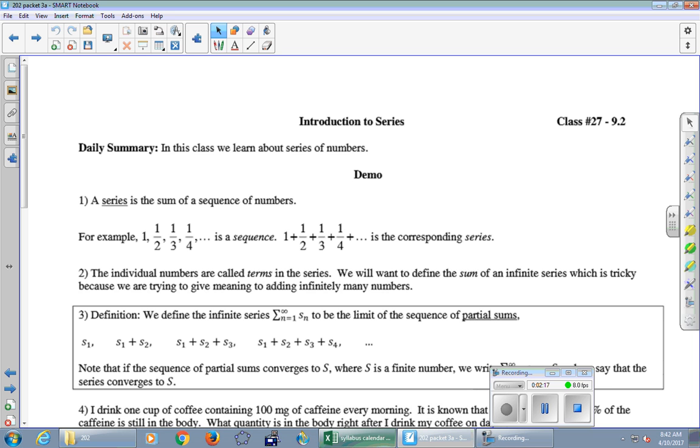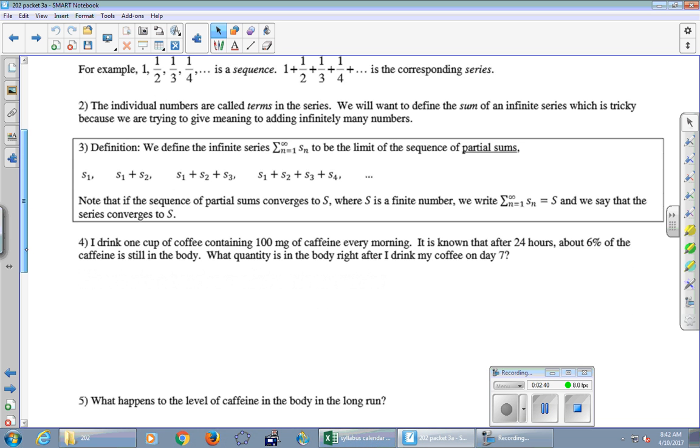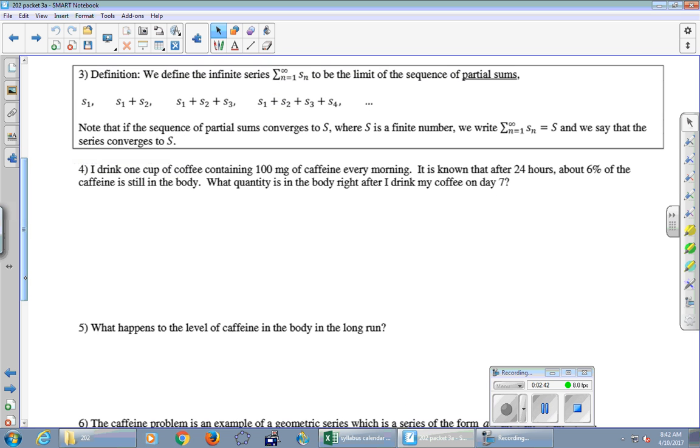Series is specifically for adding, yeah. The individual numbers are called the terms in the series. We want to define the sum of an infinite series, which is tricky because we're trying to give meaning to adding infinitely many numbers. So what does it mean to take 1 plus a half plus a third plus a quarter plus ... forever? That's what we are trying to give meaning to. So there is kind of a complicated definition here in 3. We're going to do 4 first, and then remind me if I forget to go back to 3, okay?